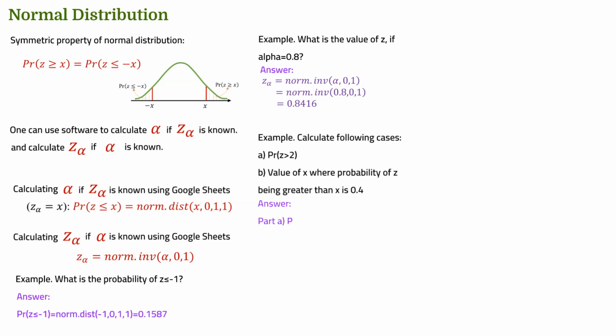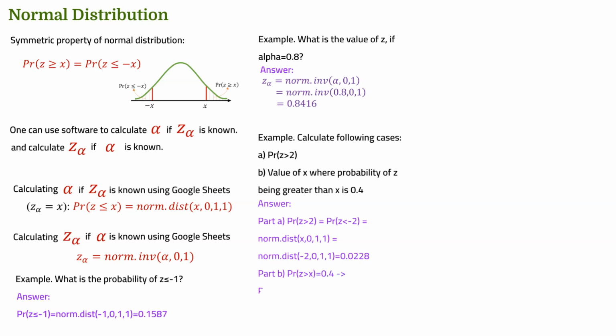For part A, probability of Z greater than 2 is equal to probability of Z less than minus 2 based on the property we have, which is norm.dist(X, 0, 1, 1). Substituting X as minus 2 will be norm.dist(minus 2, 0, 1, 1), which is 0.0228.